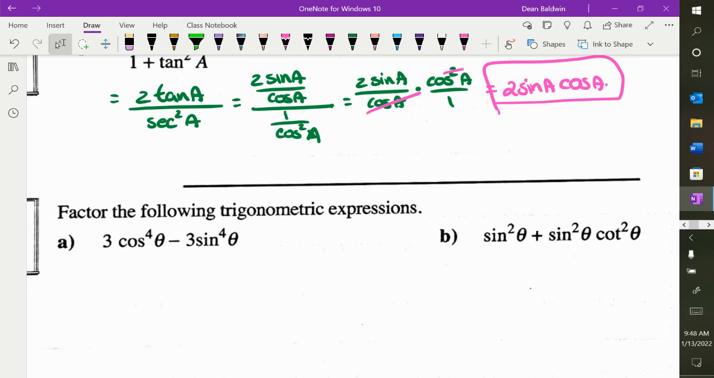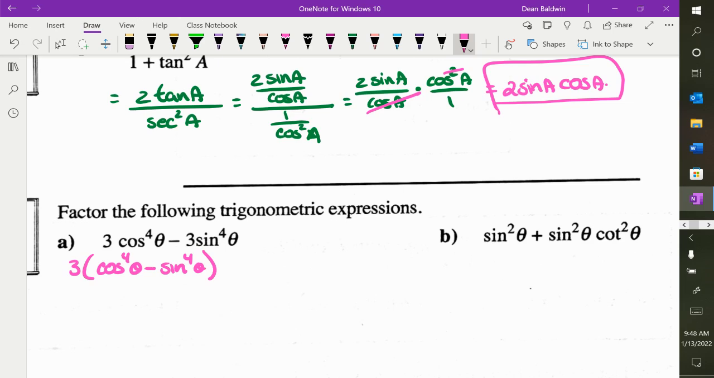3 cos to the 4th minus 3 sine to the 4th. If you don't know what to do, because it's just sines and cosines, so I can't do a substitution that would help us. It would make it more complicated if I did a substitution. So I can factor out a 3. We don't like that 3. All right. If you don't know what to do and you can't do anything else, try factoring. What type of factoring is that? That's a difference of squares, right?